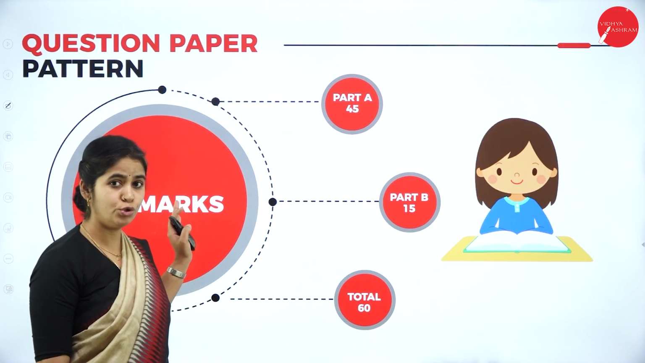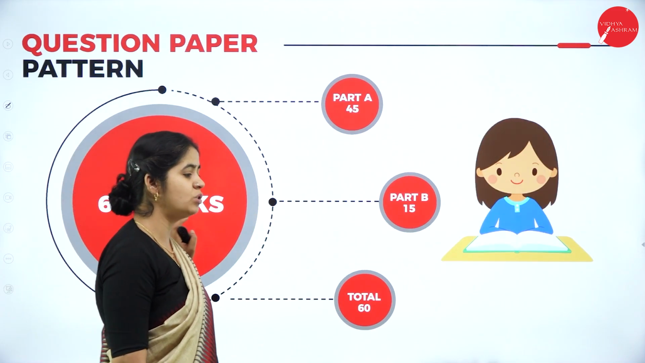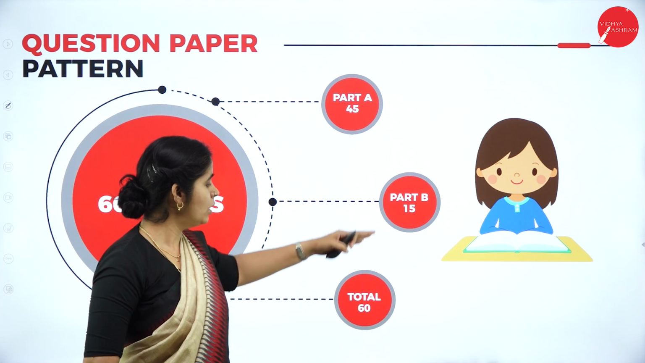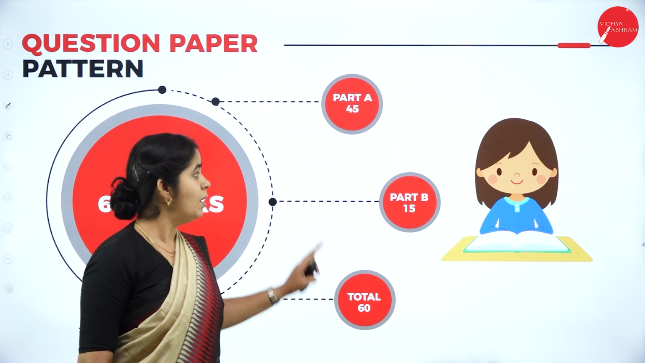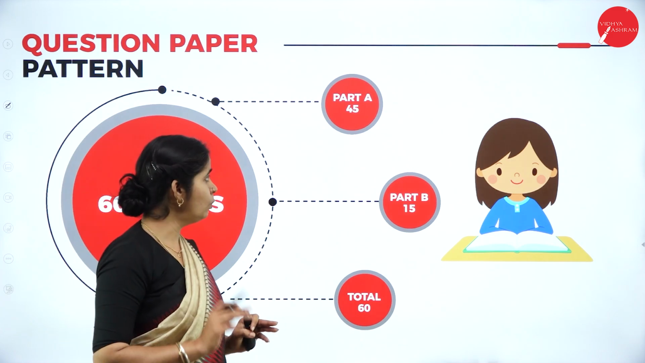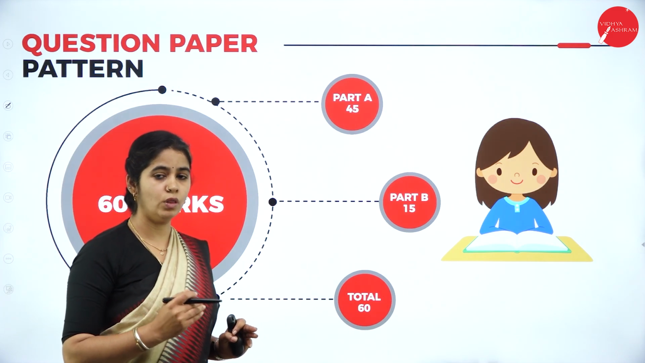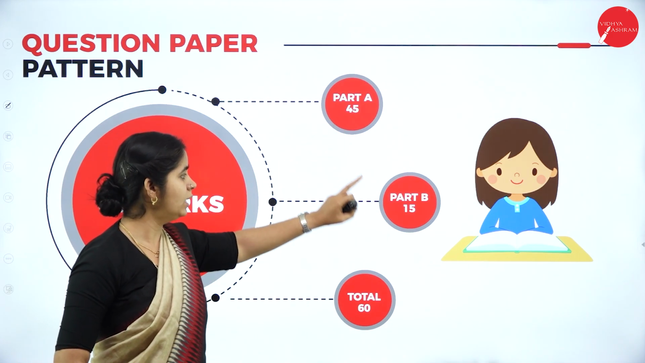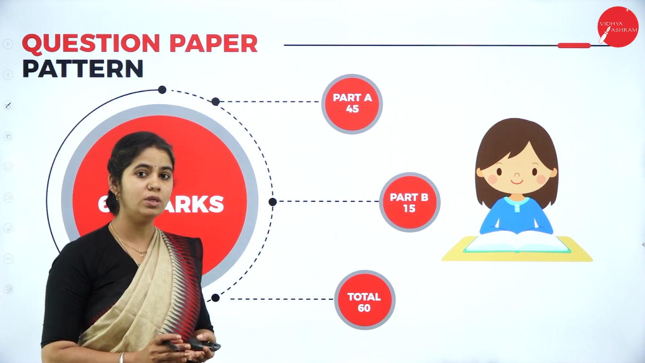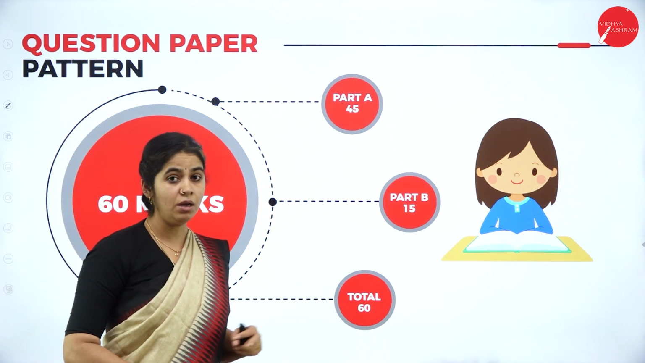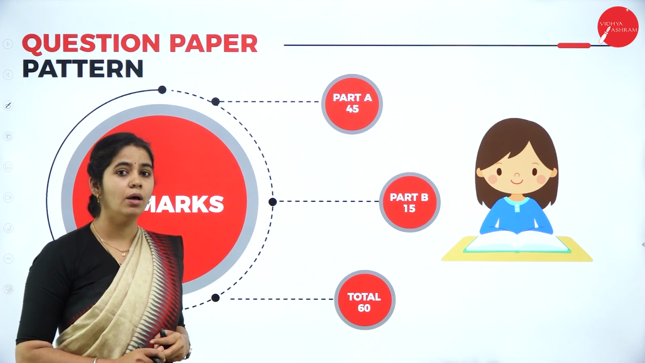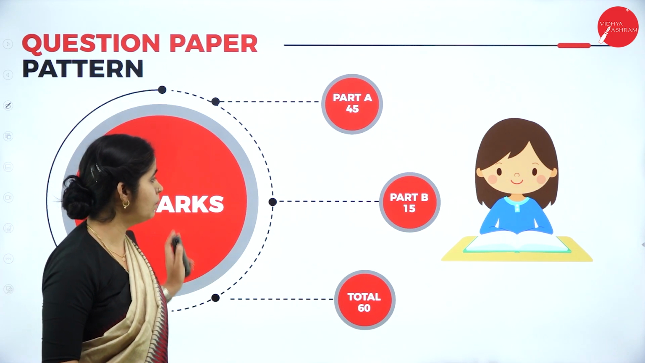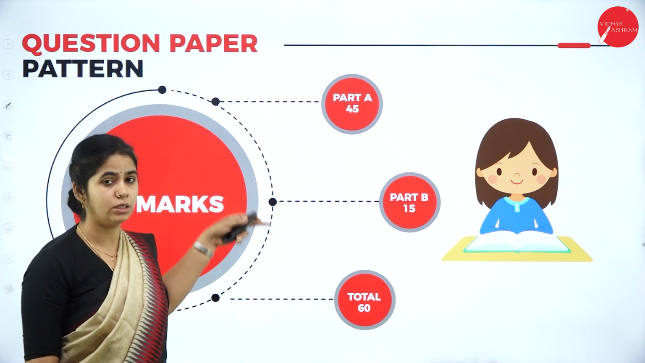Then the marks distribution of the final exam, the semester end exam. We categorize the question paper into two parts, part A and part B. Total marks will be 60. Part A carries 40 marks, with questions from all three modules. You will have options, either this or that, and one complete module has to be attended. In part B, combining the three modules, you will have 15 marks of questions, and each question carries 5 marks. This is the semester end examination marks distribution.